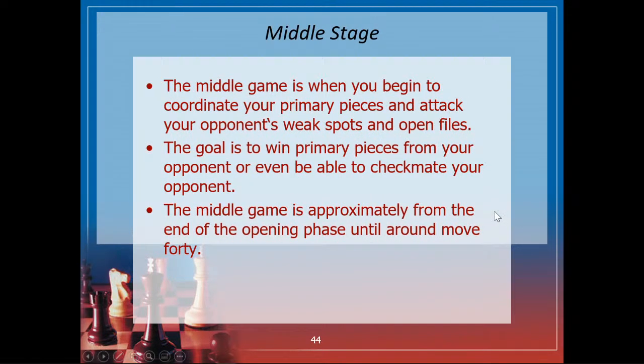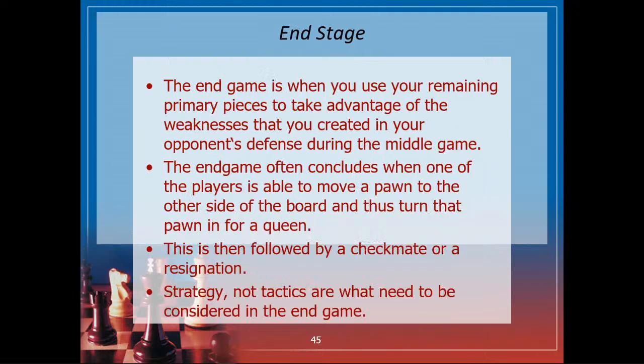The middle game is where you want to coordinate your primary pieces, and attack your opponent's weak spots and open files. The goal is to win primary pieces from your opponent. Maybe even you can get their queen, which would be a big deal. Able to checkmate your opponent. The middle game is approximately from the end of the opening phase until around move 40.